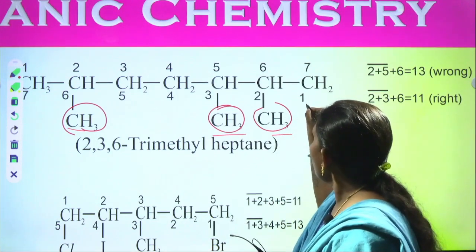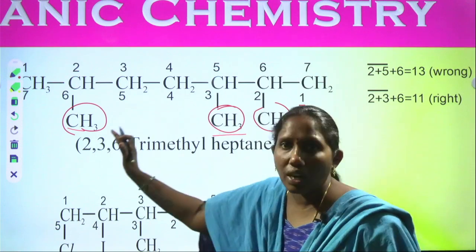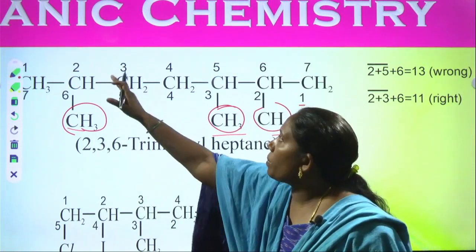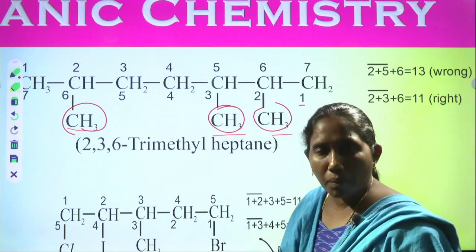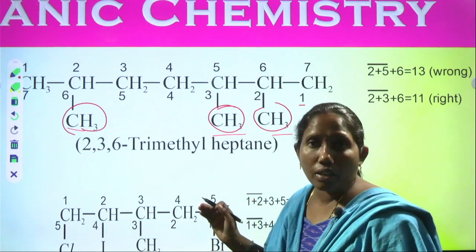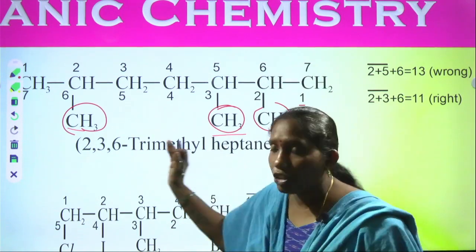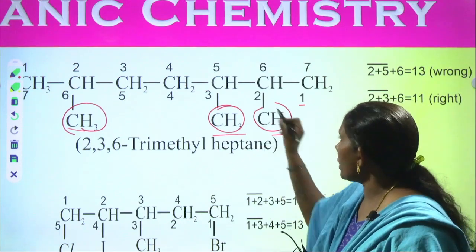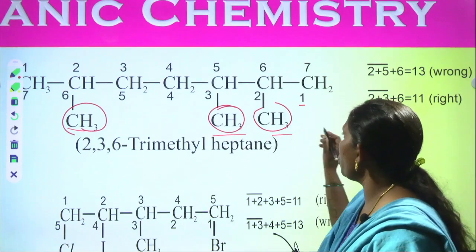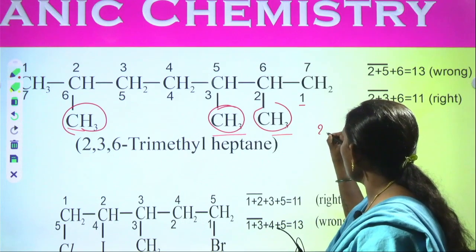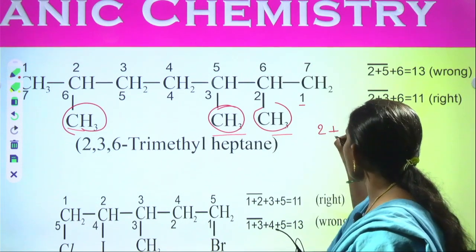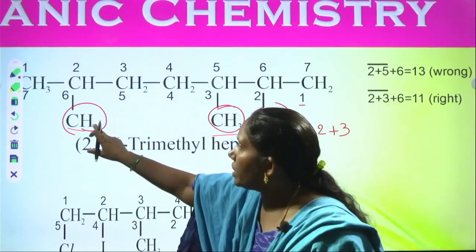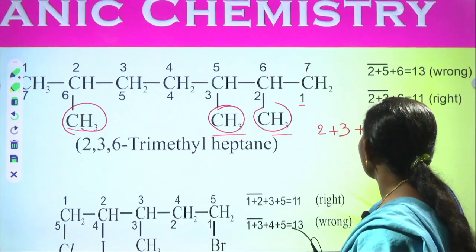Here the numbering is written on two sides. From right to left they wrote the numbering, and from left to right they wrote the numbering. Just check while writing the numbering from left to right. See here. First one is 2. Second one is 3. And it is at the 6th position.